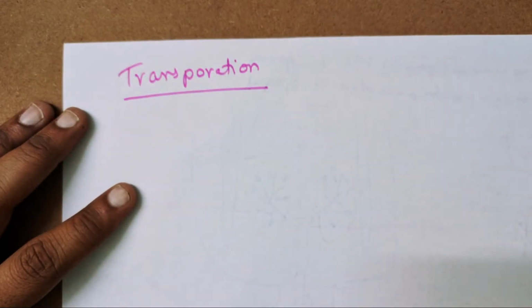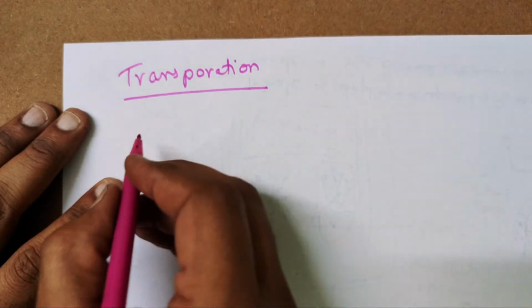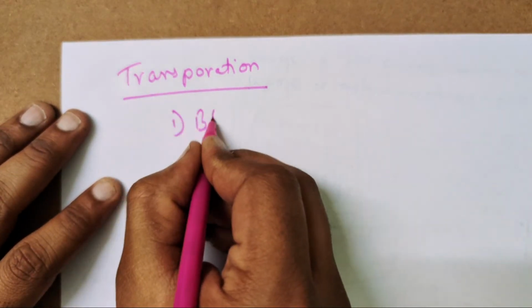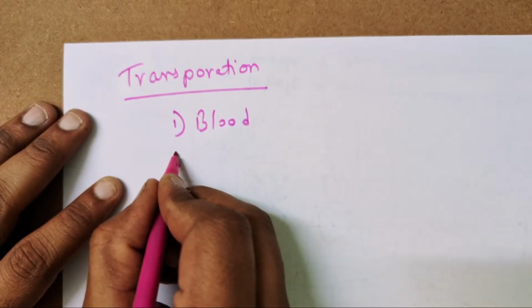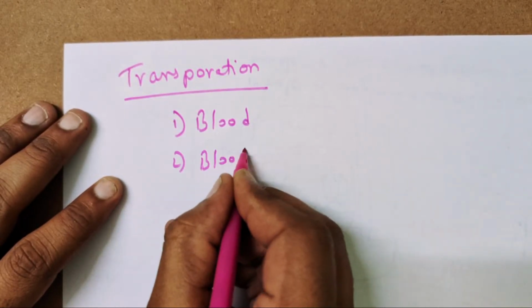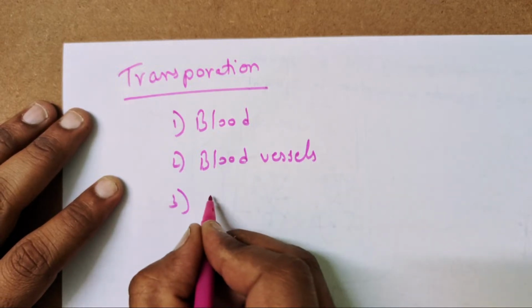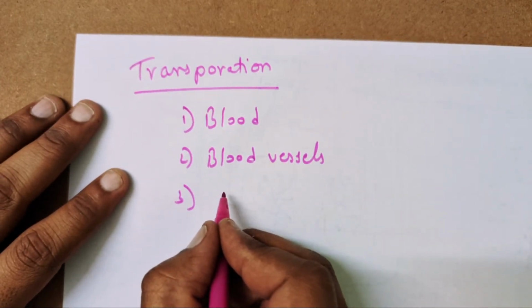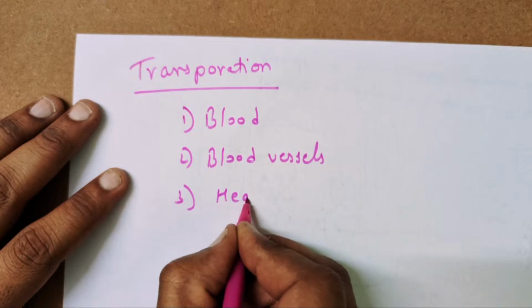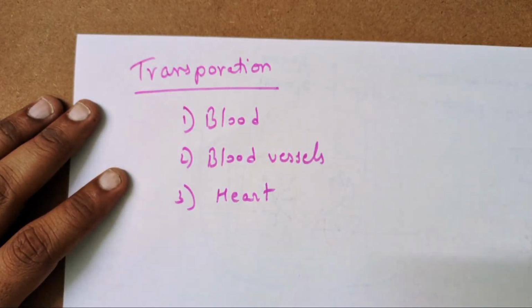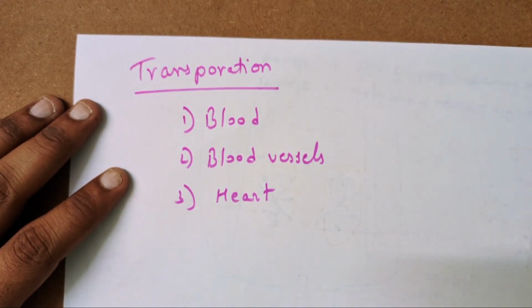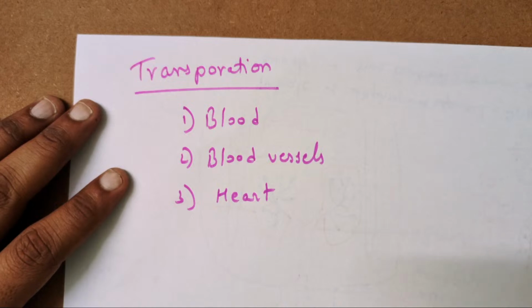For transportation, we have three important parts, which are blood, vessels, and third is heart. This is about each one in detail. Before that, let's complete the human and then we'll go with plant as well. So let's complete human transportation.